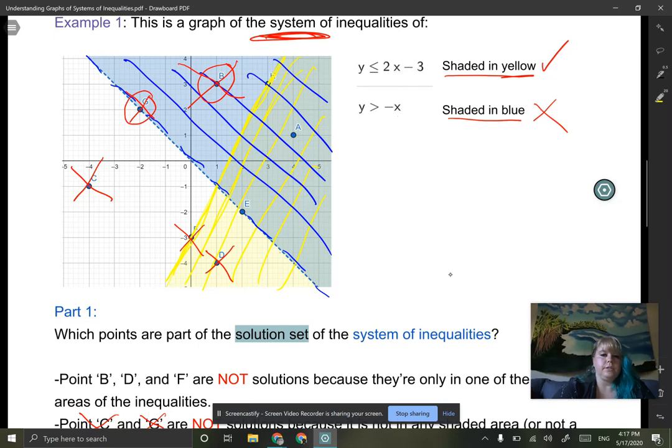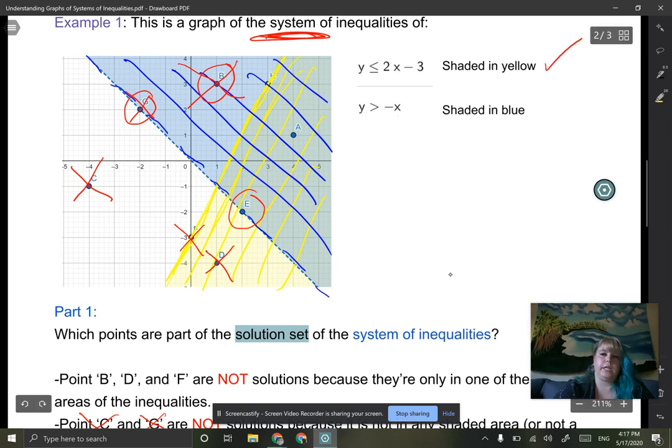Okay, let's look at E. E is a little more complicated. E appears to be both in the blue and the yellow. It's very clearly inside the yellow, so it is a solution for the yellow. But for the blue, it is right on this dotted line. And as we've said, if it's on the dotted line, it is not part of that solution. So it's not part of a solution of the blue inequality. That means it is not a solution for our system of inequalities, because it has to be a solution for both.